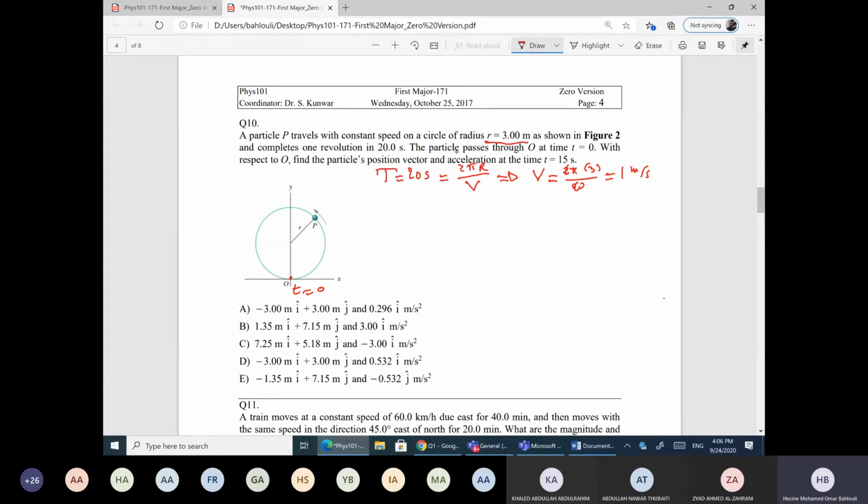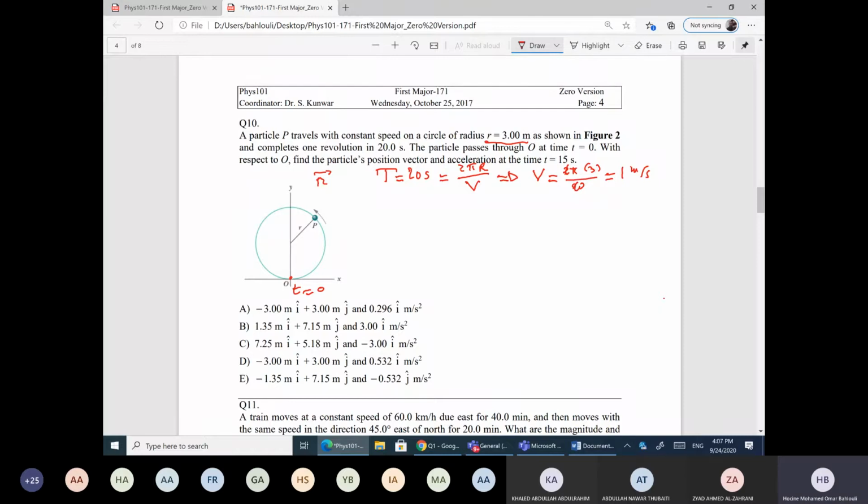A particle travels with constant speed in a circle as shown, completing one revolution. They didn't say the direction of motion, which means it is not important for this problem, or is the direction of motion always important? With respect to O, at time t equals zero, passing through O, find the particle's position vector. So I want the position vector, which is R.